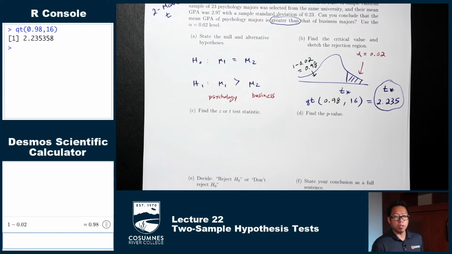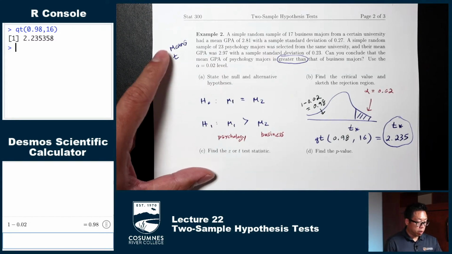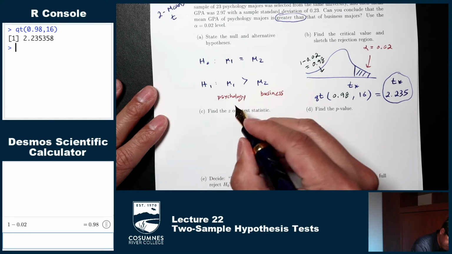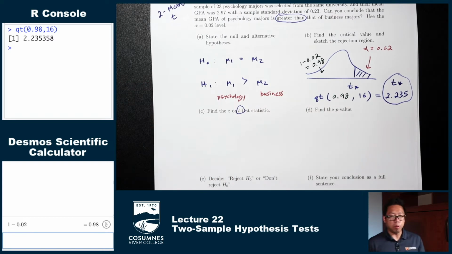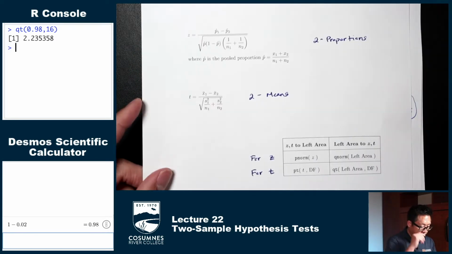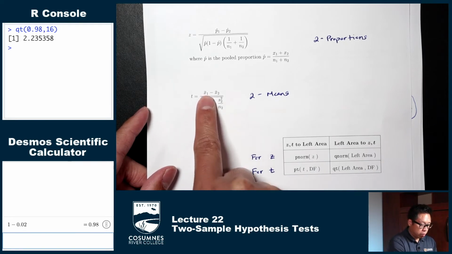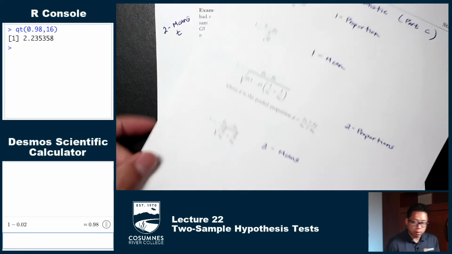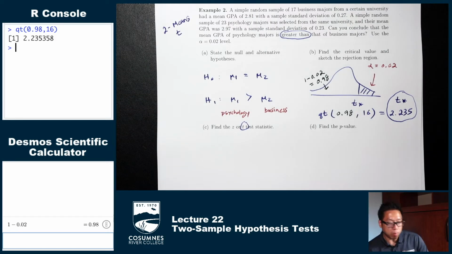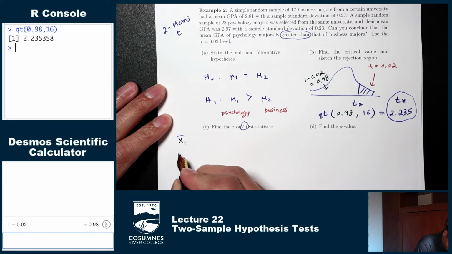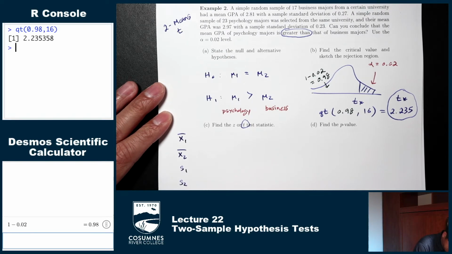Part C, find a Z or T test statistic. We're talking about means, so I should be looking for a T. And then if we look at our formula for two means, our formula for two means has an x1 bar, x2 bar, s1, s2, n1, n2. So let me write all that down. Okay, so I need to find an x1 bar, an x2 bar, an s1, s2, an n1, and an n2.